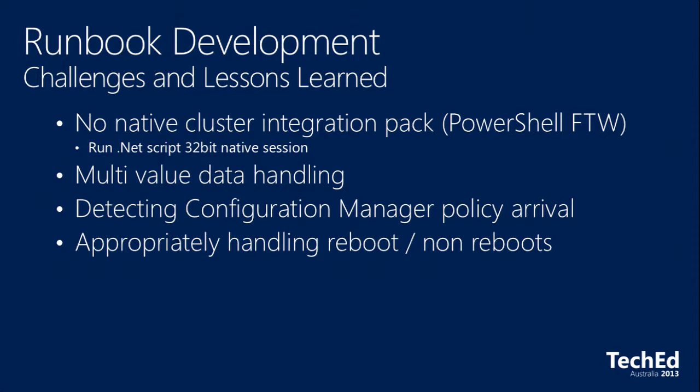My timing was weird or something. So how do I determine that? And then finally, how do I appropriately handle if a machine doesn't need a reboot, or if it does need a reboot? How do I nail this so that I know when the machine's completed running its software updates, and then whether or not it needs a reboot? So these are the four big challenges I ran into. Honestly, the rest of this stuff was just drag and drop, setting up my link logic. It was pretty simple stuff.